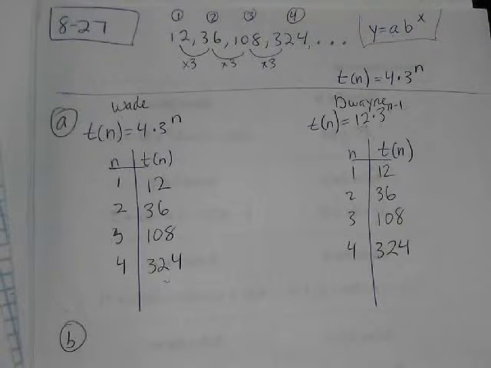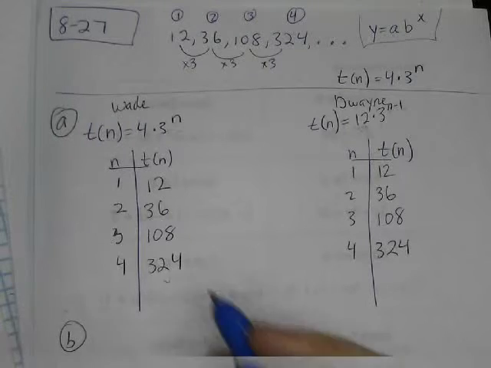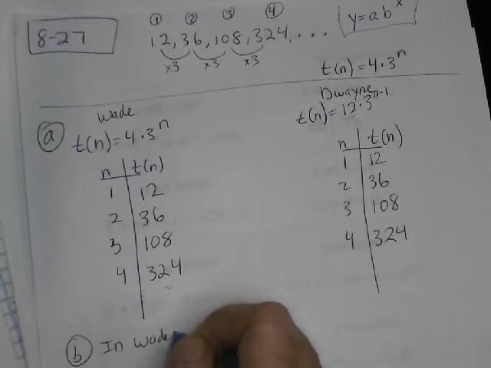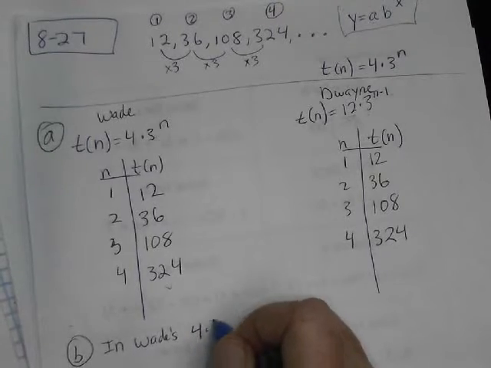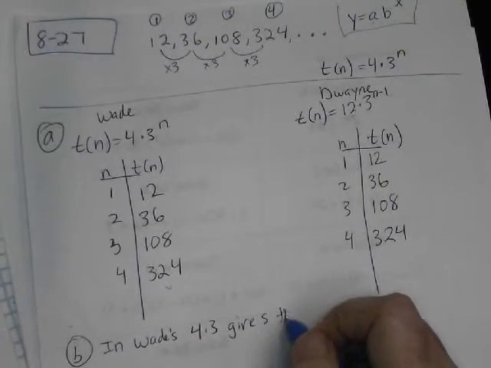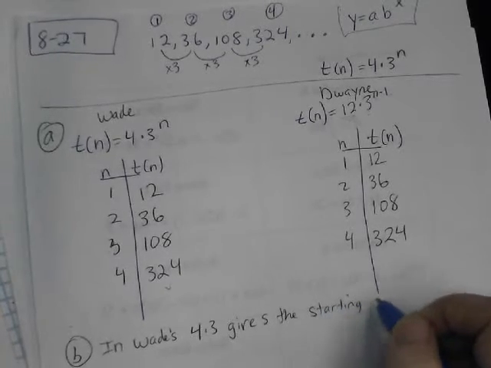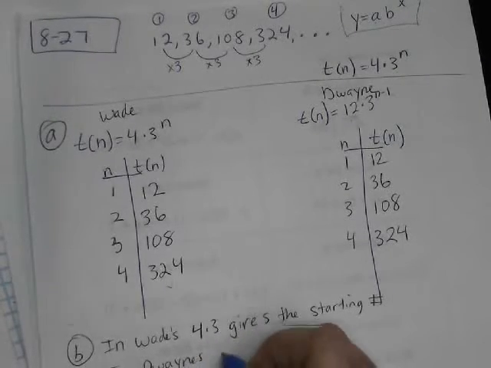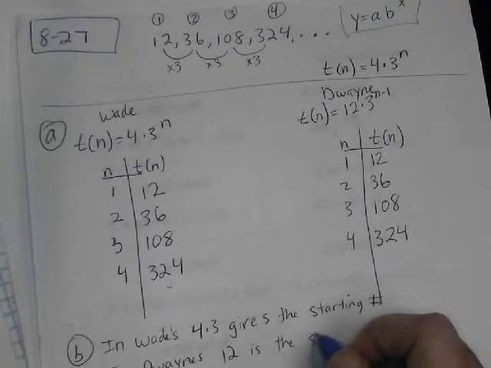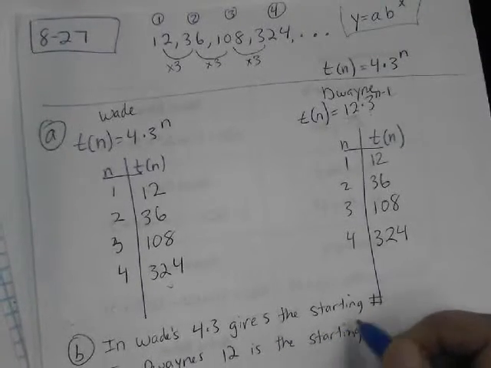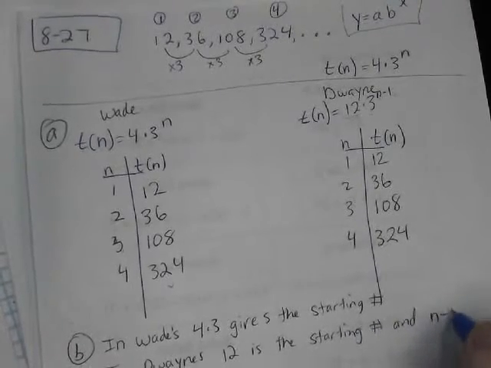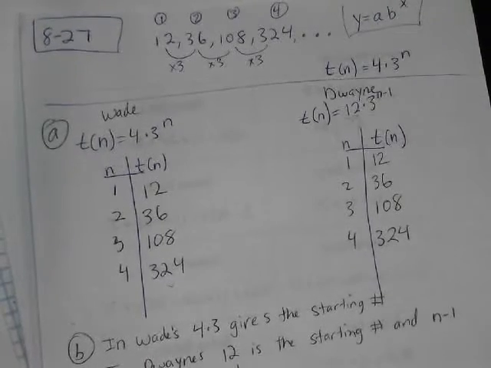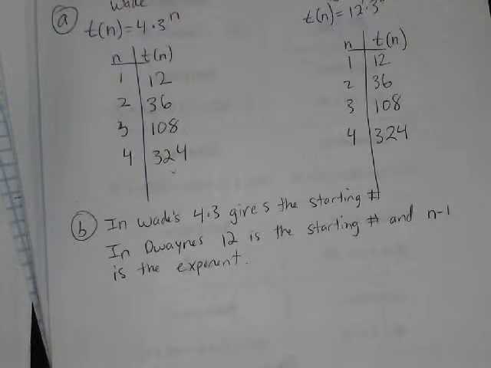We can just write, in Wade's, 4 times 3 gives the starting number. In Dwayne's, 12 is the starting number, and n minus 1 is the exponent. The book didn't give a lot of explanation for that.